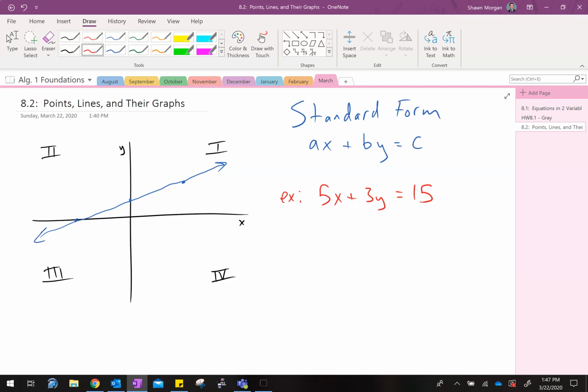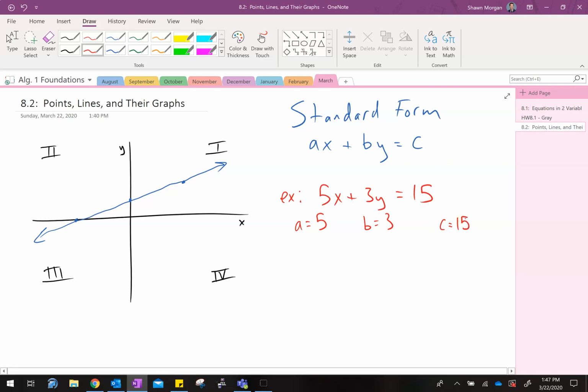So we can do things like identify what A, B, and C are. So for this example, ask yourself the question, what do you think A is? Well, A would be 5. What do you think B is? B would be 3. And what do you think C is? C would be 15. That's pretty straightforward, pretty plain Jane information.